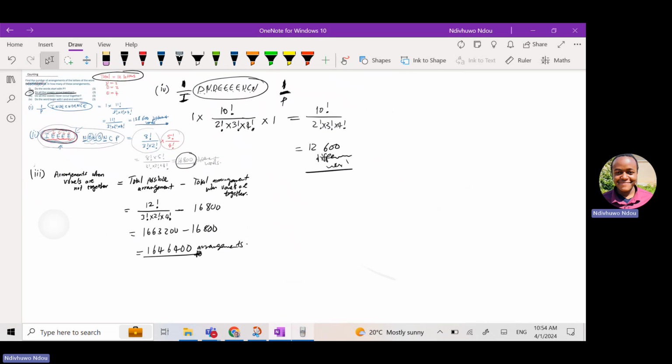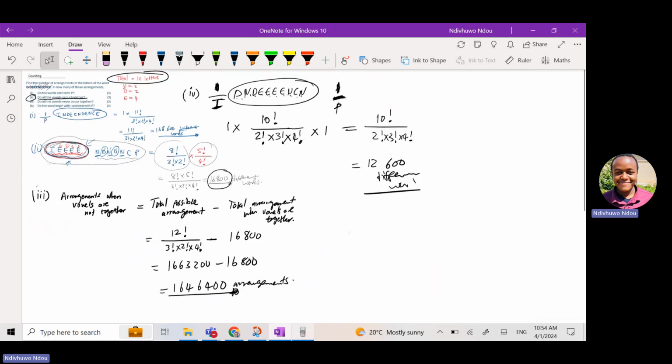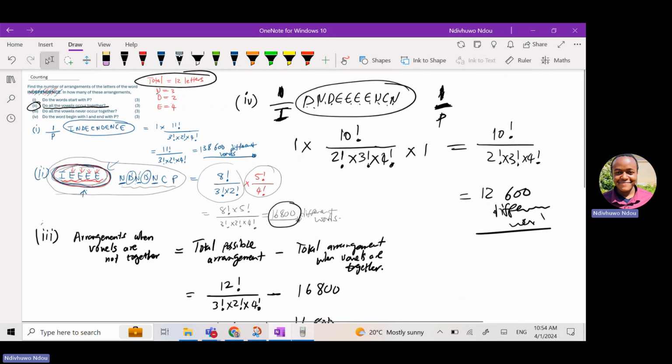Okay, guys, this marks the end of our session. I hope you find it helpful. Guys, with letter arrangement, it's not a bit tricky. I mean, maybe the tricky one will be the one where you have to use the not rule, but you can really conceptualize it.